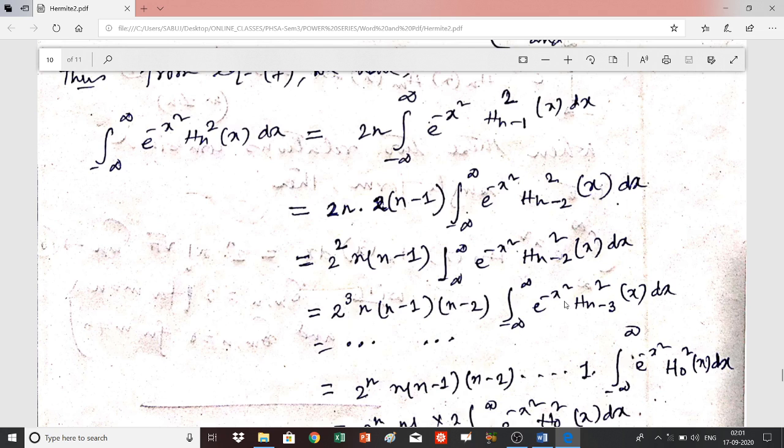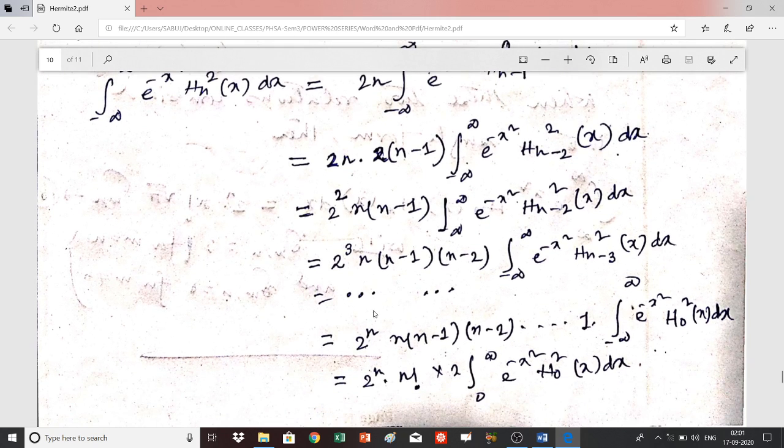hn, one order less than that of this, so hn minus 3 square x dx. And in the same way, there will be all other terms, and the final term will come as, since you are going for the nth term, the last term. So here, this was for the third term. So here 2 to the n will come, and then n into n minus 1, n into n minus 2. In this way, you will go to 1.